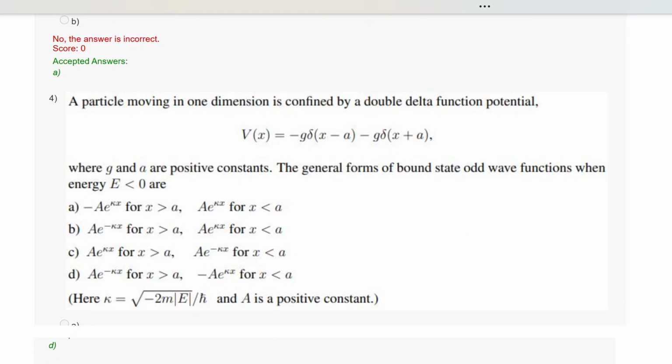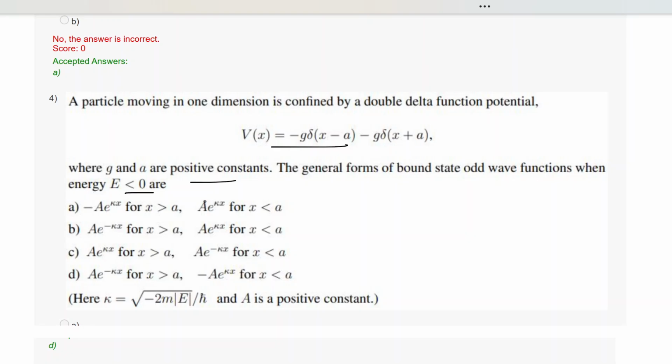So question number 4 is a Dirac delta potential problem, but instead of one Dirac delta, it has two Dirac deltas. That's a double delta potential function, where the representation of the potential function is like this. Okay, and g and a are positive constants. Now the general form of the bound state odd wave functions when the energy E is less than 0 are what?